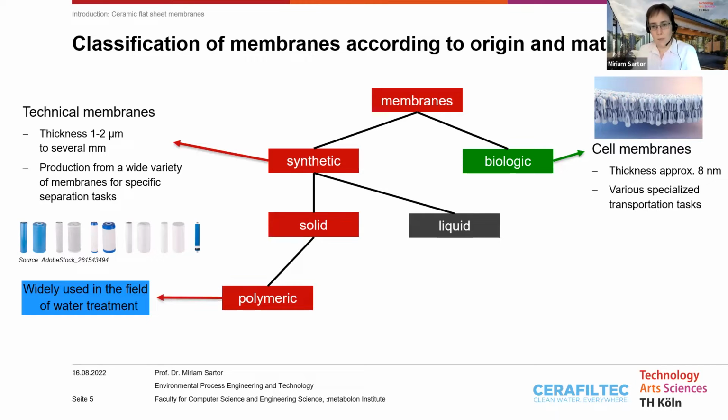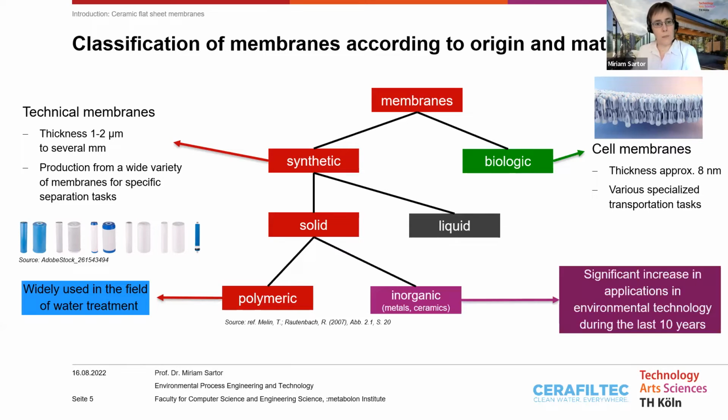What we discussed until now in this conference are more or less all the solid and polymeric membranes, and they are widely used in the field of water treatment, process technology, chemical industry. What is the part of this session today are the inorganic membranes, which are metals and ceramics. And those types of membranes had a significant increase in applications in environmental technology during the last 10 years.